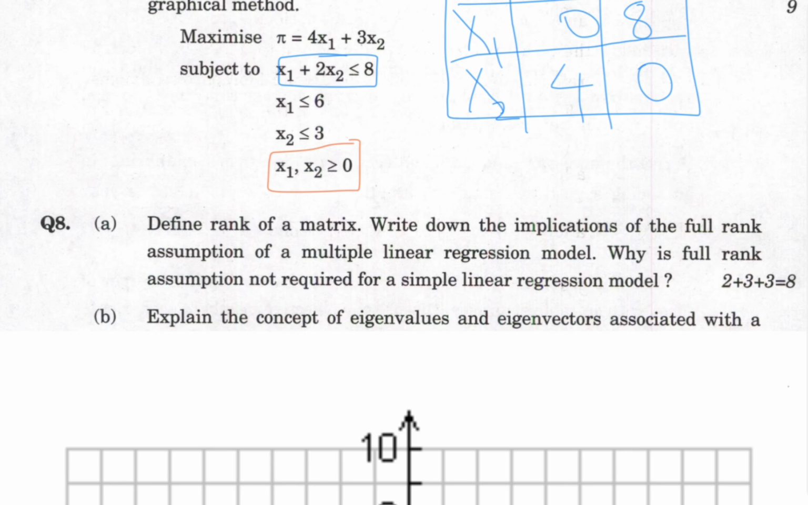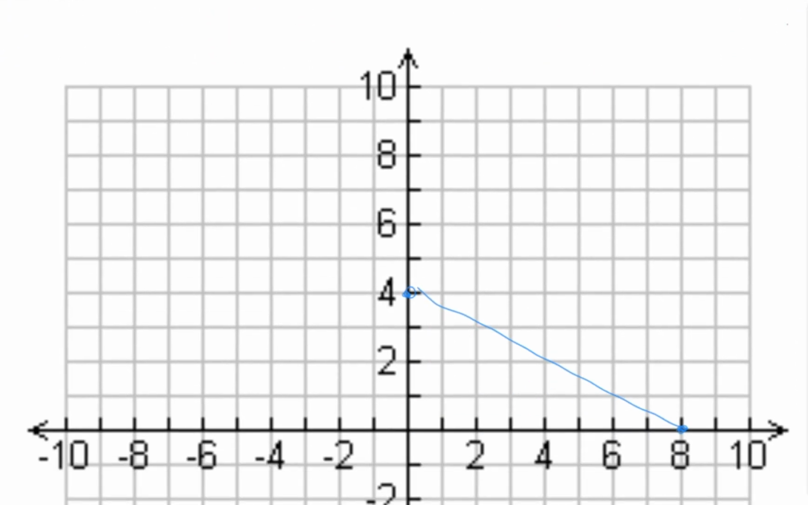So now I'll plot x1 less than equal to 6 and x2 less than equal to 3. So x1 less than equal to 6, it is this line, and x2 less than equal to 3 is this line. We have all our lines plotted, all constraints are plotted. Let's shade the region, which is the feasible region according to this problem. So this is the region that's relevant for our problem. We will consider all points that lie in this region.